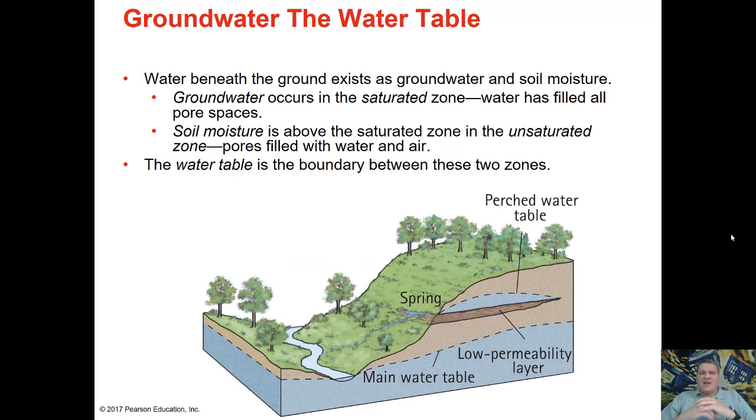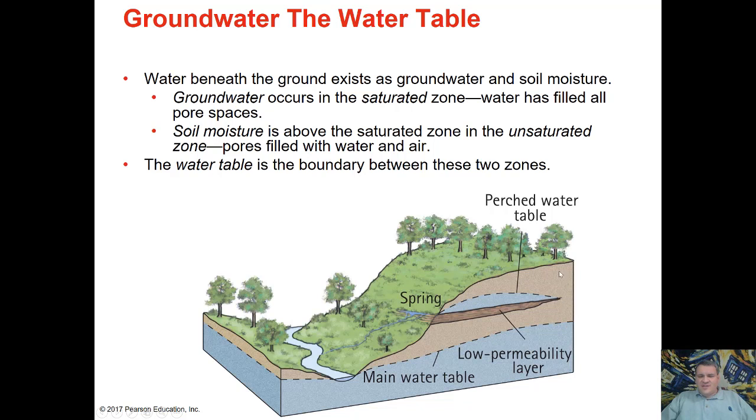As we look at groundwater, we have two regions. Water that is in the region where the soil is saturated is what we refer to as groundwater. So groundwater is in the saturated zone. Remember, saturated, we've used this term a lot. It means completely full, holding as much as possible. So any water in the saturated zone is groundwater.